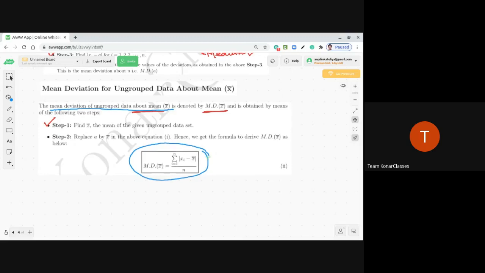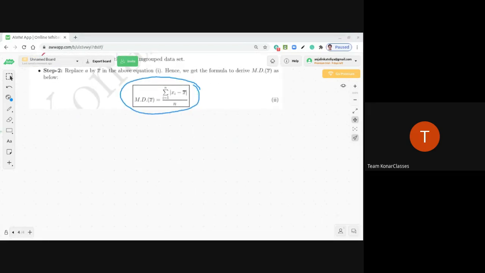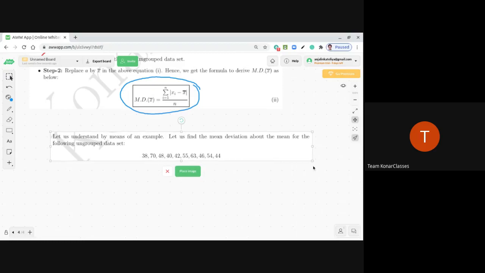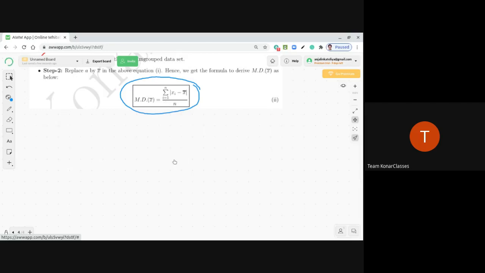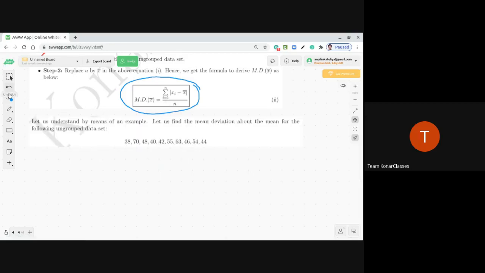Now I know you understood, but this understanding will be very rock solid if we go with an example. So let's first consider the following data set, dear students, and understand by means of that example. Let us find the mean deviation about the mean for the following ungrouped data. You are already aware of what is ungrouped data. If not, you can look into my previous video lecture.